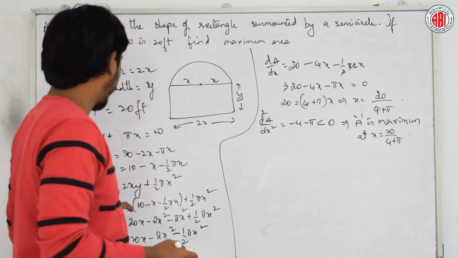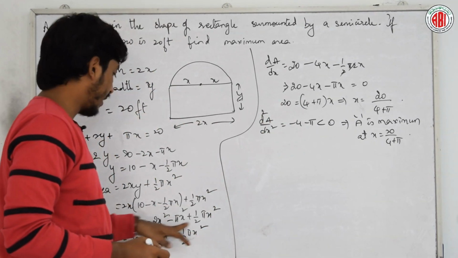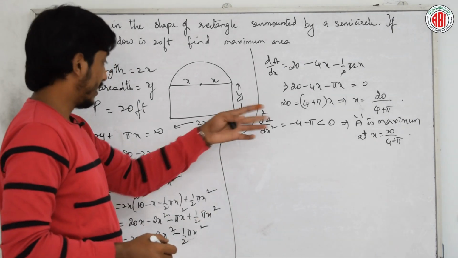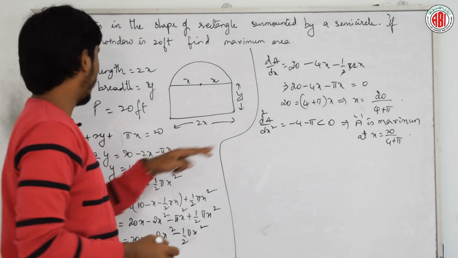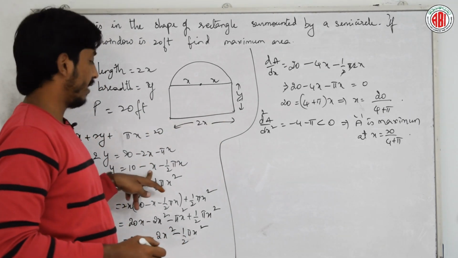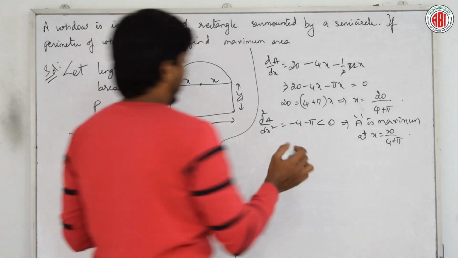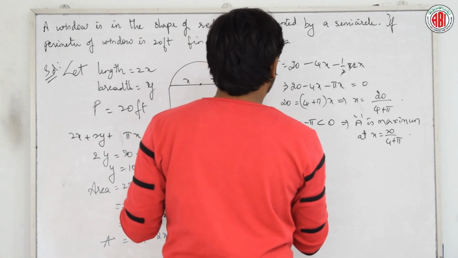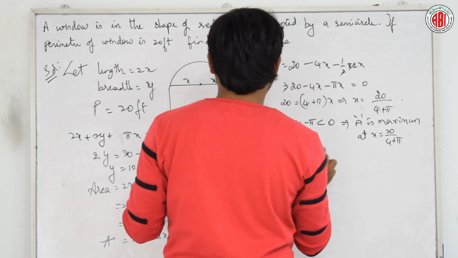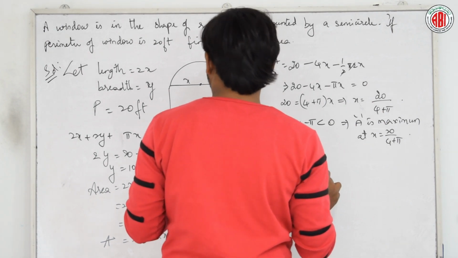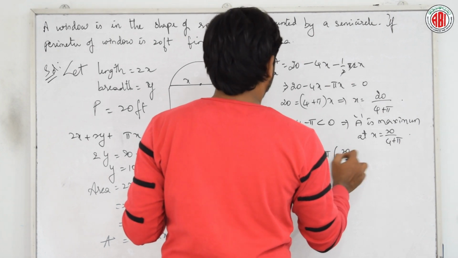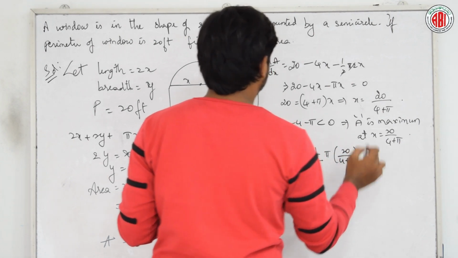What is the area formula here? This is the total area, right? We can directly substitute the value of x here, or else substitute the value of x somewhere here and you will get the value of y. Anything is okay. Let us do this. This is at least better. 10 minus 20 by 4 plus pi minus half pi into 20 by 4 plus pi.